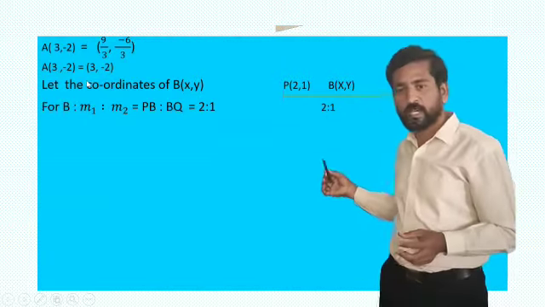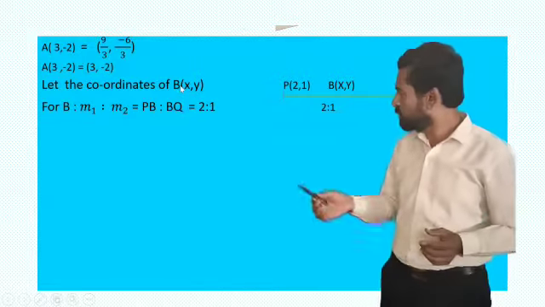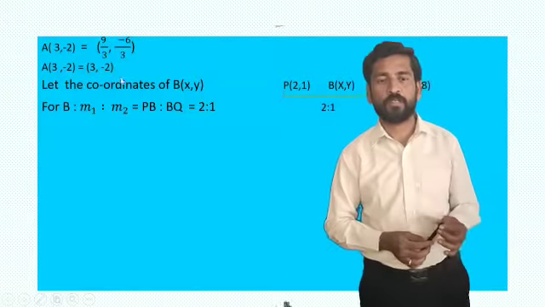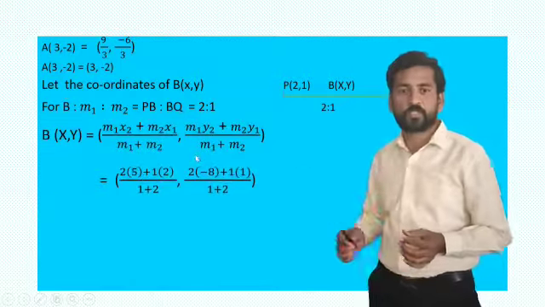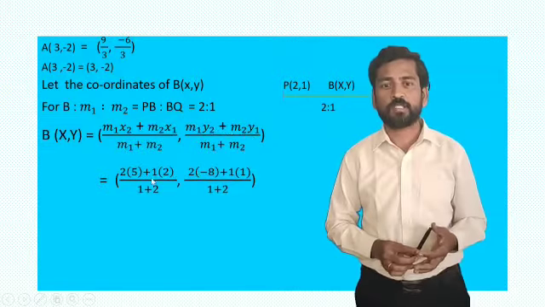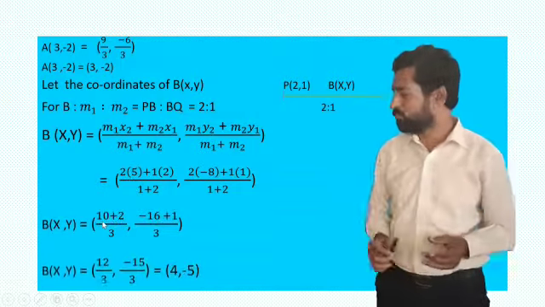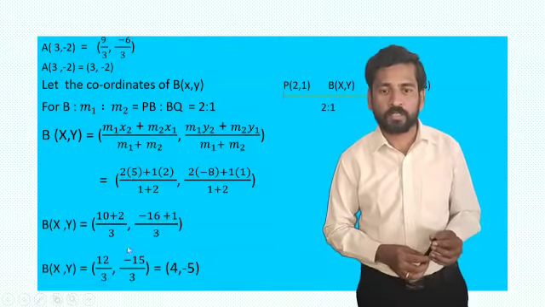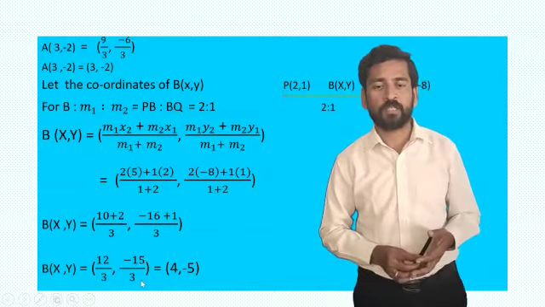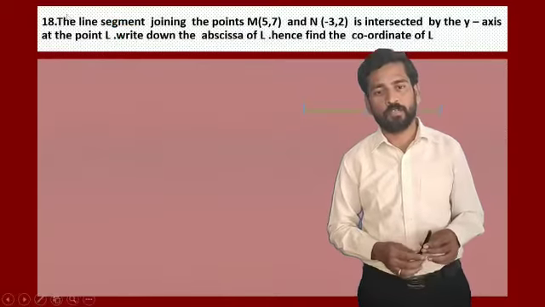And now we have to find the other point of trisection B of (x, y), and its ratio changes to 2 is to 1. Now using the section formula, (m1 x2 plus m2 x1) by (m1 plus m2), and here (m1 y2 plus m2 y1) by (m1 plus m2), and values are substituted. On simplification we get (10 plus 2) by 3, (-16 plus 1) by 3. So finally B of (x, y) is 12 by 3, -15 by 3. So that equals (4, -5).